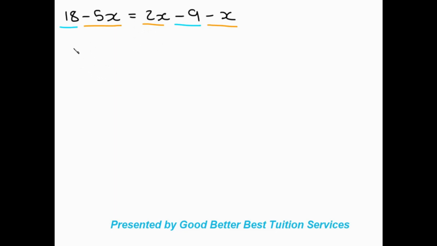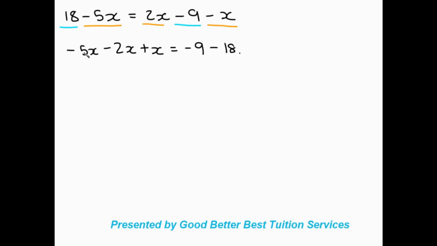We're going to have negative 5x over here. Then when the 2x comes over, it's going to become negative 2x. And the negative x comes over, it's going to be positive x. That's equal to negative 9. The 18 is going to come over, it becomes negative 18.